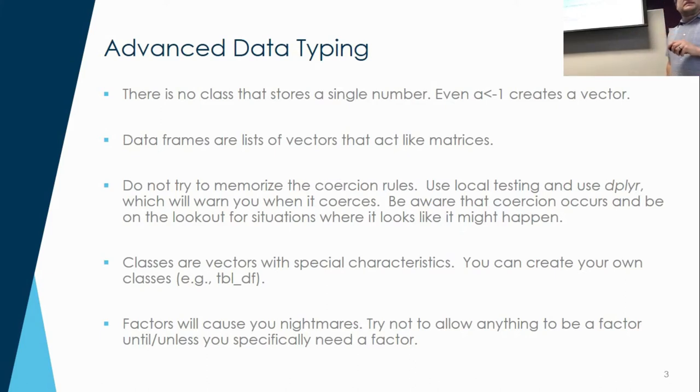Use dplyr because dplyr, when it coerces something, will warn you. And be aware that it occurs and look for the situations where it is likely to happen. Factors in particular are problematic in R. So when things get converted to and from factors, they don't always convert the way you might think they would. That's especially important if you start mixing and matching imports and other functions.